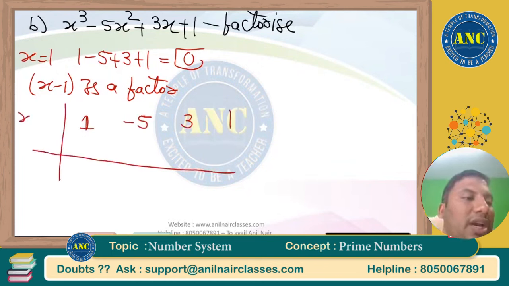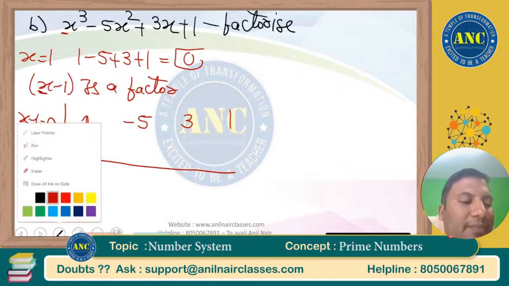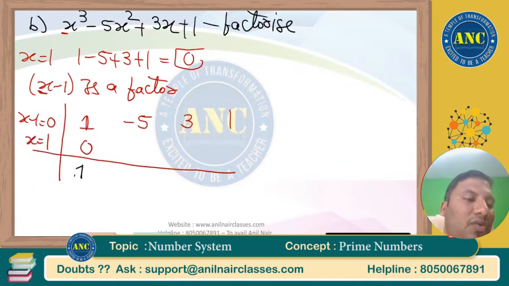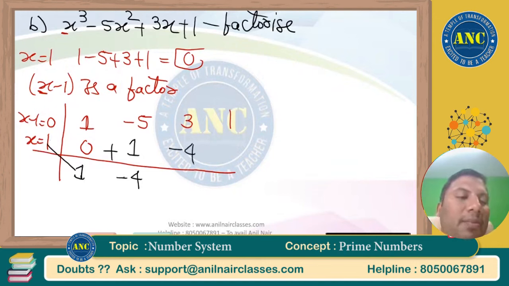Start with x minus 1 is a factor. Equate it with 0, so x equals 1. Start with 0. The coefficient of x cube, both are the same. 1 plus 0 is 1. Cross multiply: 1 ones are 1. Add it: minus 5 plus 1 is minus 4. Cross multiply: minus 4. 3 minus 4 is minus 1. Minus 1 into 1 is minus 1. 1 minus 1 is 0.